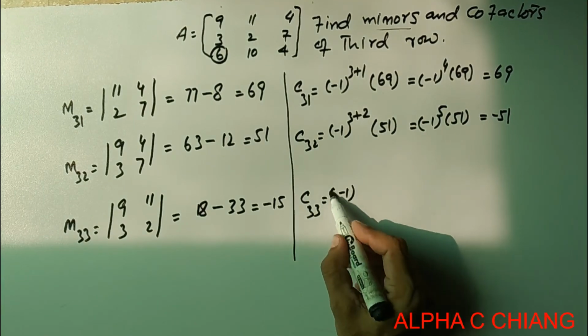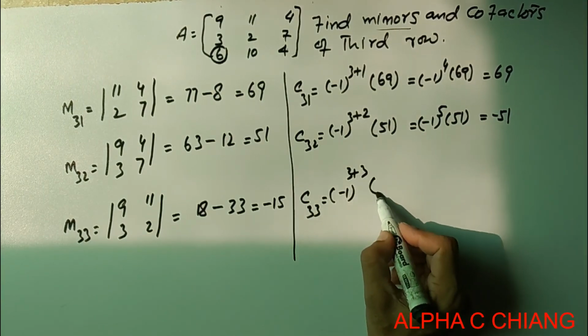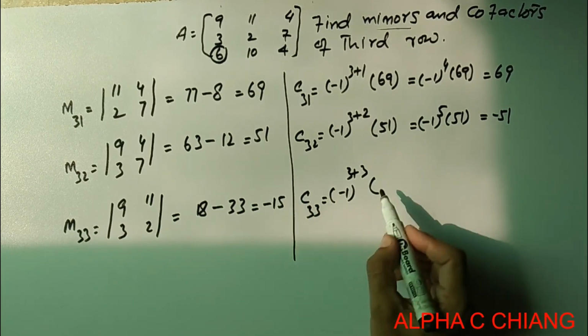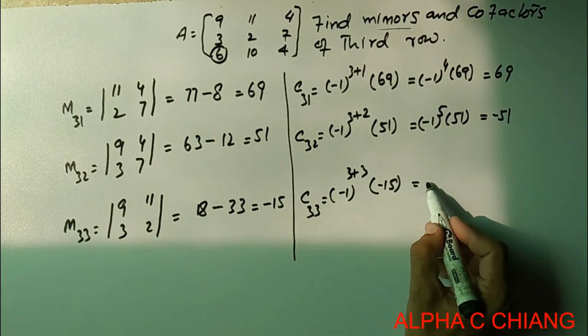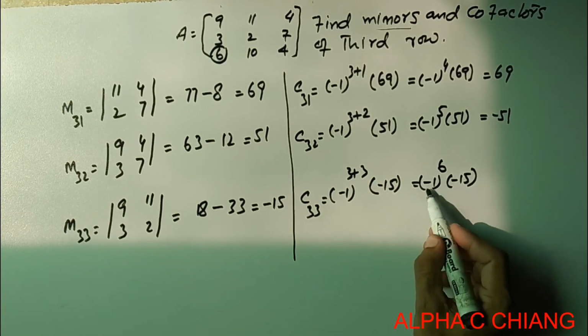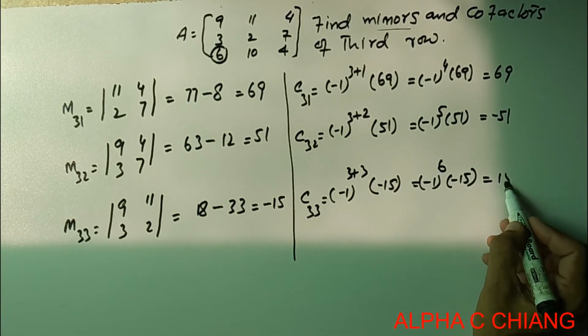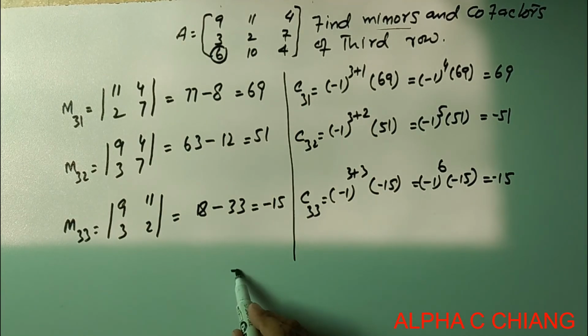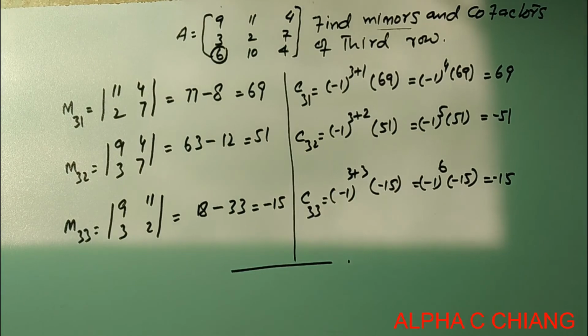That is minus 1 raised power 3 plus 3. And the answer of the minor is minus 15. So minus 1 raised power 6 into minus 15. This will be positive. So the answer will be negative 15. So these are the answers for minor and cofactor of the third row.